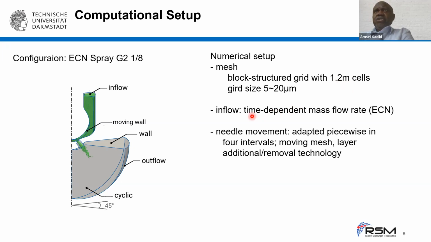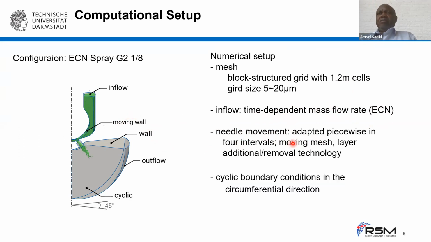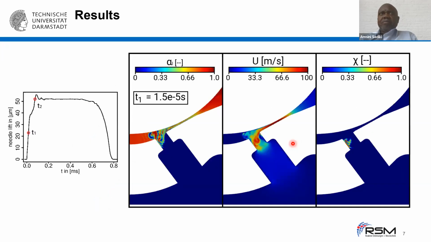And the inflow condition is a time-dependent mass flow as provided by the ECN. We have the needle movement adapted piecewise in 4 intervals. We have the moving mesh to account for this here. And we have also layer addition and removal technology as provided by ECN to get correct flow in our ECN spray. The cyclic boundary condition, as I told you, has been used, and we solve everything with OpenFOAM.